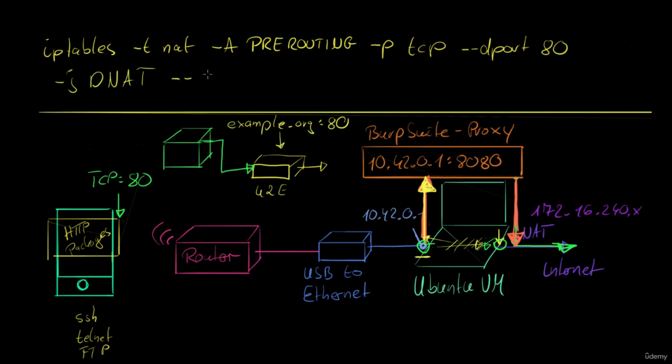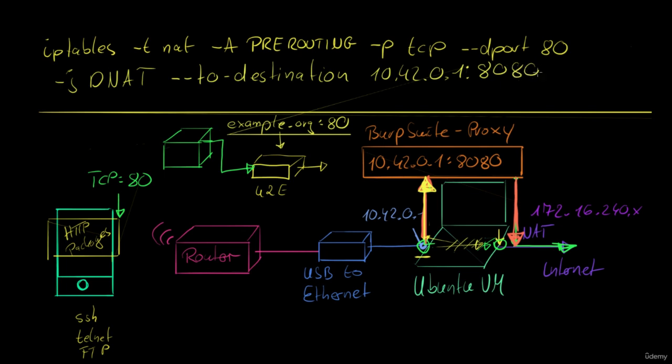We want to change the destination address to 10.42.0.1, and now we also need to provide the port, because this is also included in the destination of this packet over here. And the port is 8080. And by doing this, we have achieved everything we wanted over here.